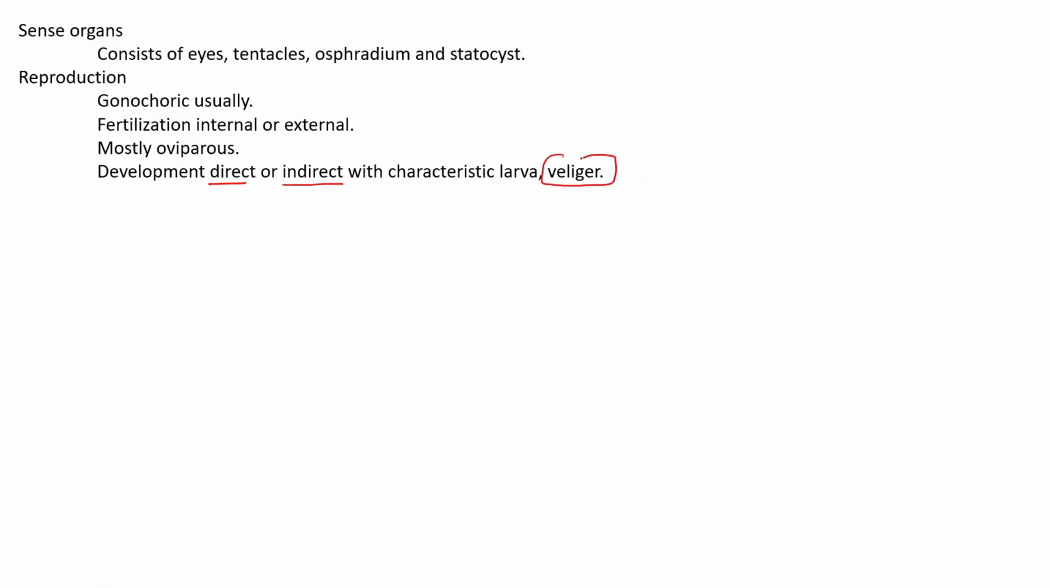called veliger. What's the name of the larva in annelids? Trochophore. Okay. Trochophore larva is the larva of which organism? Nereis. Okay. I'm just brushing up. Okay, leave that.